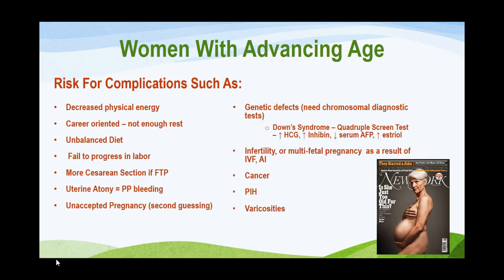They are at a greater risk for genetic defects such as Down syndrome, and they really need to opt to have that maternal serum alpha-fetoprotein test, because it will help determine if there are any genetic defects or abnormalities, and then allow us to do some further testing.